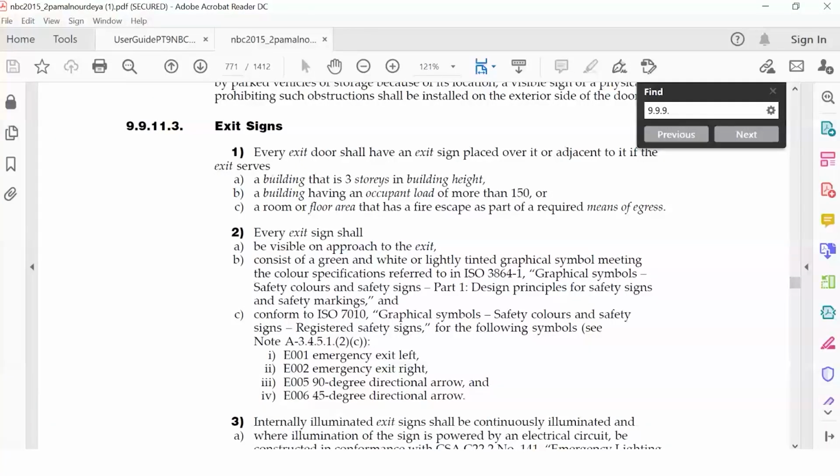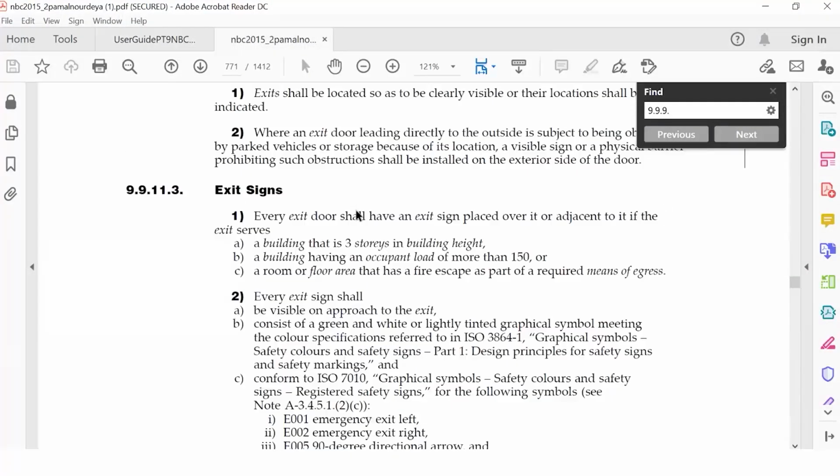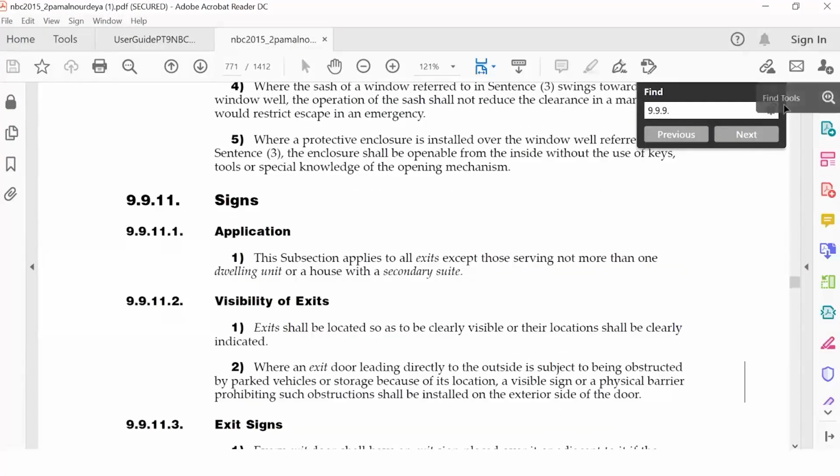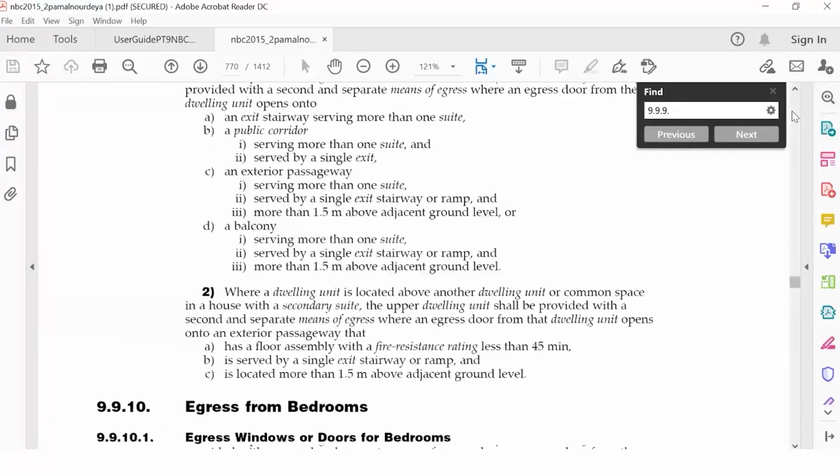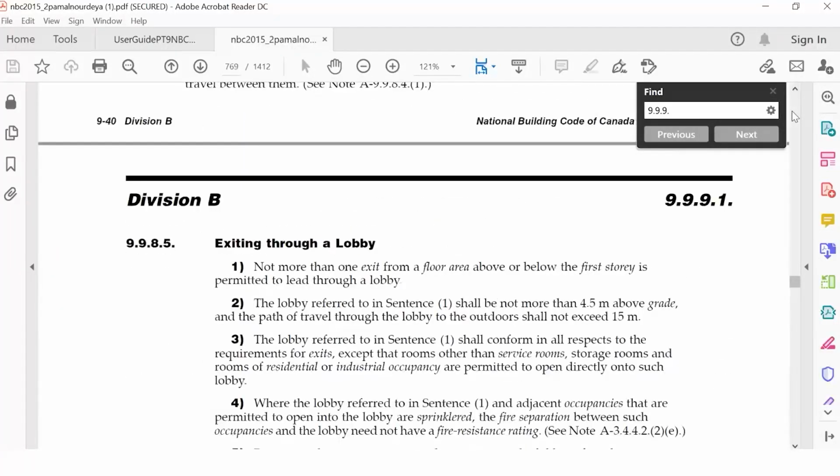Hi, I was just hoping that you could touch on 9.9.4.7, the stairway in a two-story building. I'm really unclear on it, or maybe you could give an example of what that might be. Yeah, 9.9.4.7, let's see.